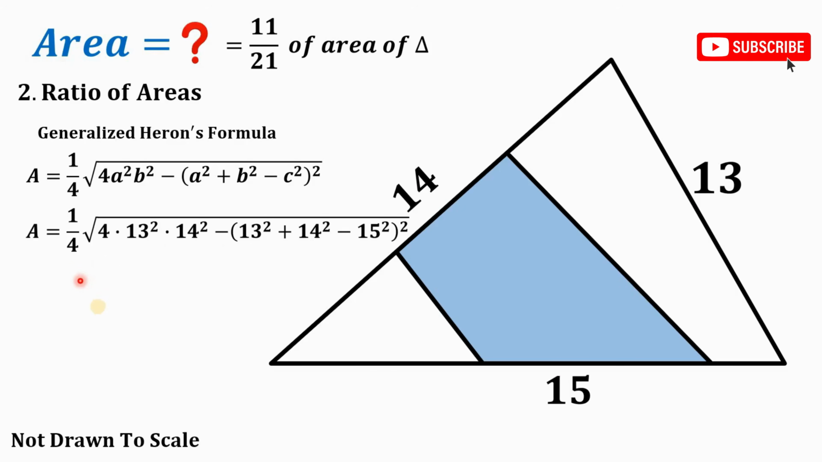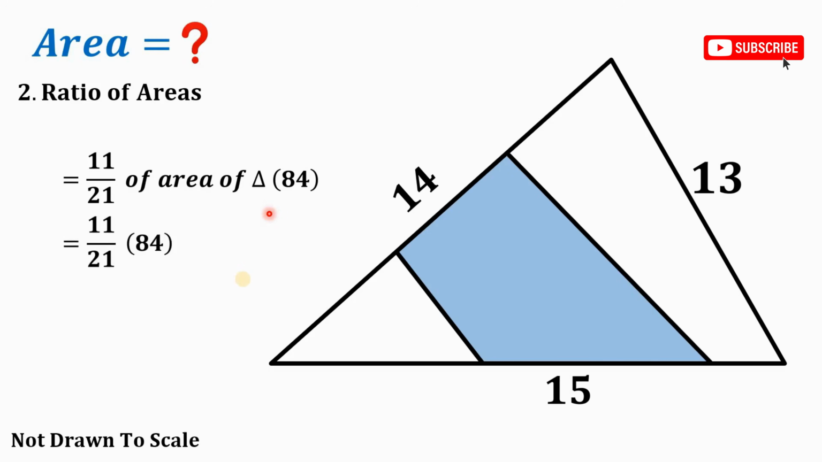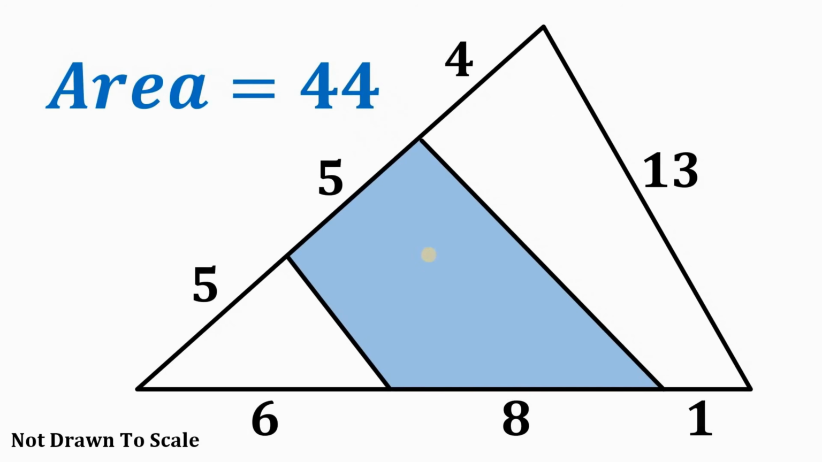Simplify. This will give us 1 over 4 multiplied by 336. And 1/4 of 336 is just 84. In short, the area of this triangle with the side lengths 13, 14, 15 is 84 square units. So the shaded region is simply equal to 11 over 21 of 84, which is equal to 44 square units. And that is our answer to this question. Therefore, given this figure, the area of this shaded region is simply equal to 44 square units.